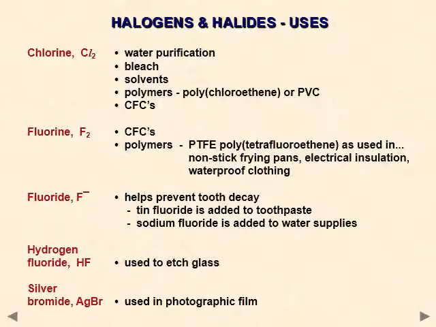Chlorine is used to purify water because it forms HCl, which kills bacteria. It is used as a bleach because it forms HOCl in water. It is used as a solvent for polymers. It is also used to form CFCs. CFCs, we know, are harmful, inert gases which cause ozone depletion. Fluorine is also used in CFCs, and it is used to make Teflon or PTFE, polytetrafluoroethene.